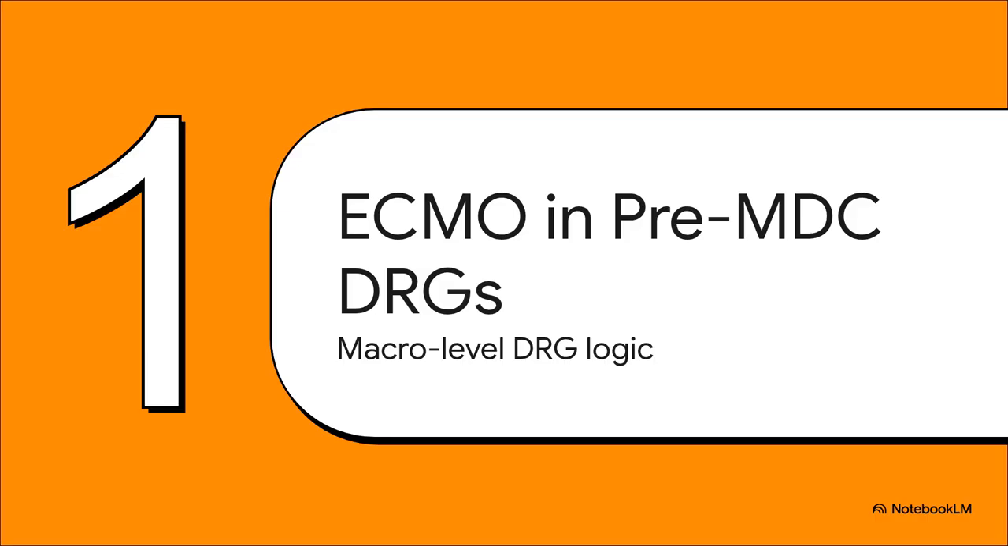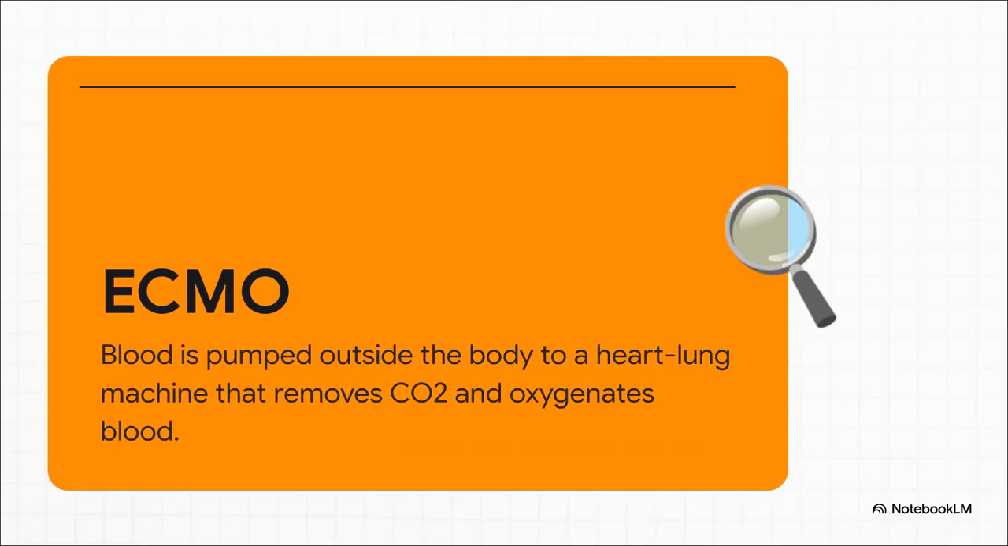Starting off with part 1, we're zooming out to look at the macro level. How exactly do these massive, resource-intensive procedures group into the highest-paying MS-DRG tiers? Well, to master the coding, we really have to grasp the clinical reality first, right? Extracorporeal membrane oxygenation, or ECMO, is nothing short of incredible. Blood is physically pumped outside the patient's body into a heart-lung machine. This machine then takes over. It scrubs out the carbon dioxide and pumps perfectly oxygenated blood back into the tissues.